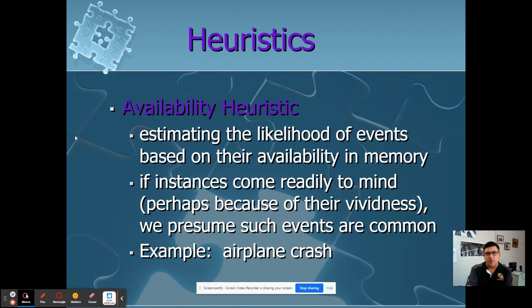The availability heuristic is estimating the likelihood of events based on how it comes to mind. For example, you think of the likelihood of getting in a wreck or dying in a transportation accident. You think of an airplane crash because that's on the news. Car crashes don't make big news. They happen all the time.